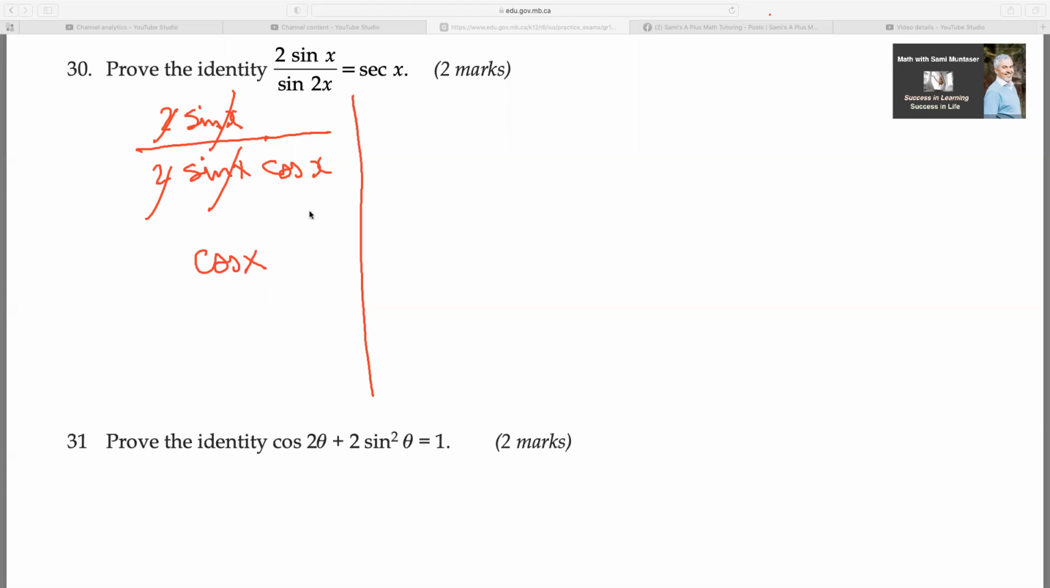It cannot just go on to the top. You have 1 left on top right here. So that's 1 over cos x. And 1 over cos x is the same as secant x. And you should memorize that. You shouldn't be looking that up.